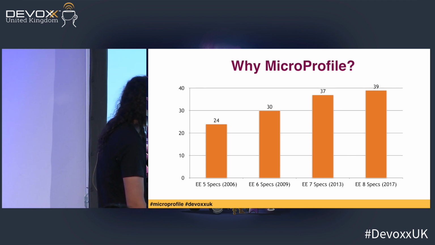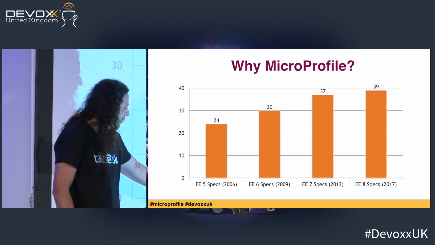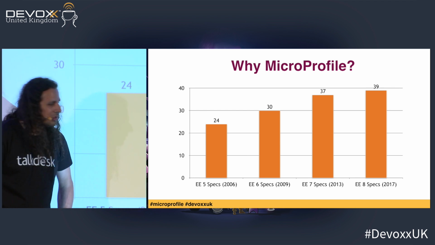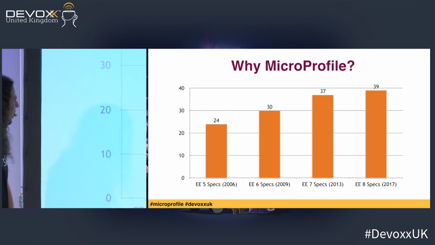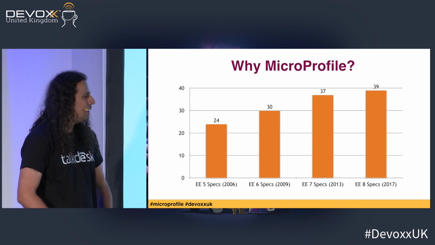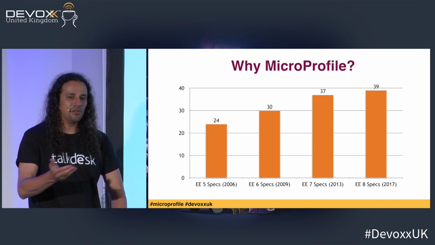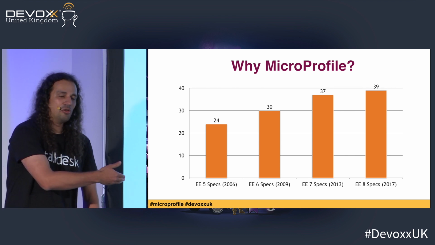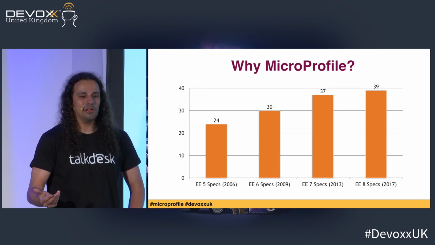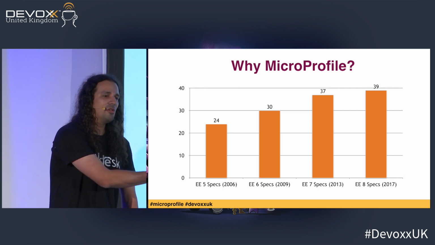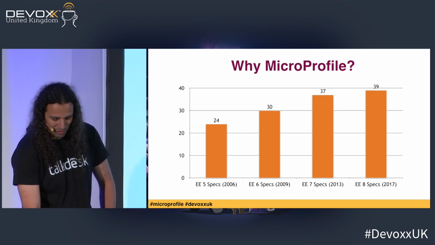Plus, we also saw that from 2006 to 2017, so that's roughly 11 years, if you count all the specs, they seem to be a lot. But if you split it over the years, there are not that many, right? And as I told you before, MicroProfile, in only about 2.5 years, came up with all of those specs really, really quickly.